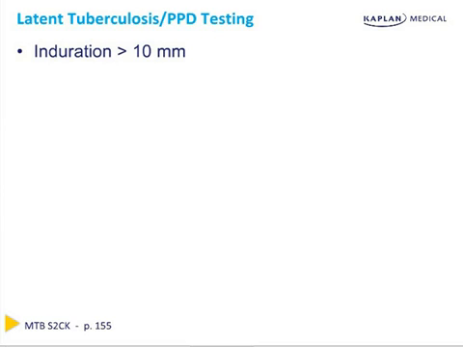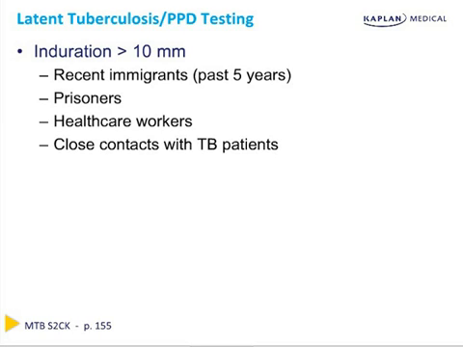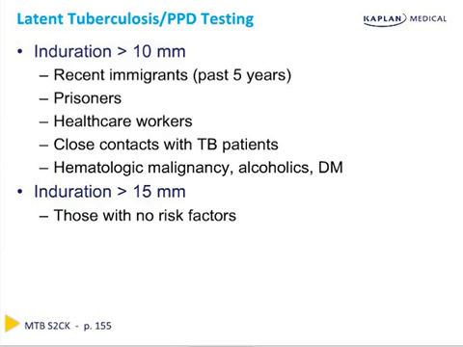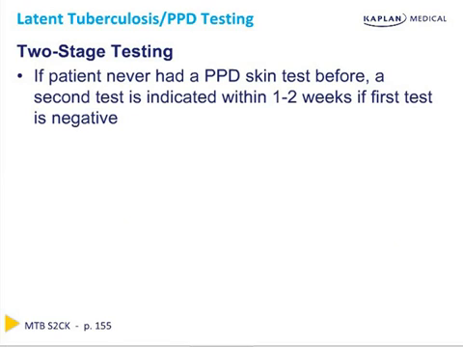Induration greater than 10 millimeters is necessary to call it positive if it's a recent immigrant within the past 5 years, a prisoner, healthcare worker, close contact with a TB patient, or patients with hematologic malignancy, alcoholism, or diabetes. In other patients, in particular healthy patients without risk factors, induration greater than 15 millimeters is necessary to call a positive PPD. Remember, everyone with a reactive PPD test should have a chest x-ray as the next step to exclude active disease.